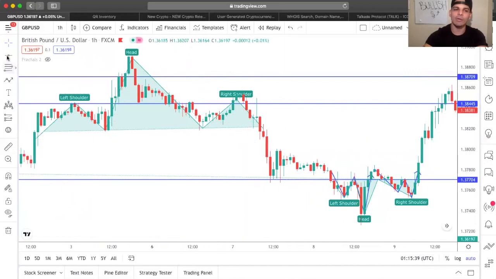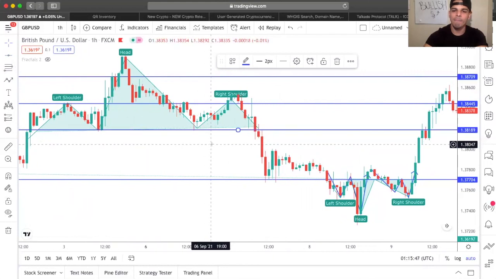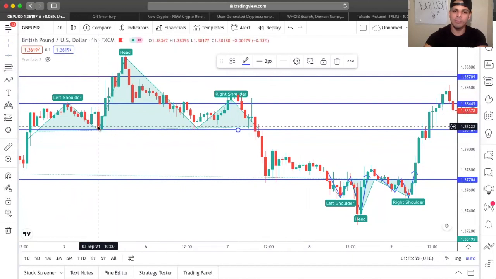Now here's your other option. You have a very obvious support level right here, right? Touched multiple times right here and right here. You could either get in at the right shoulder, or you could say, you know what, I want stronger confirmation. I want to be a little bit more patient here. Let's wait and see if it breaks this support level as well.